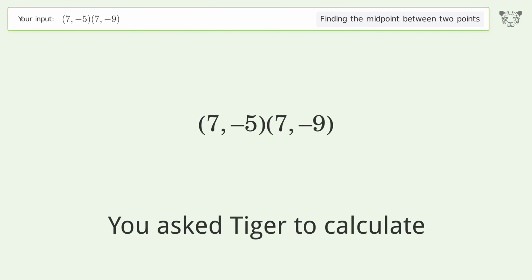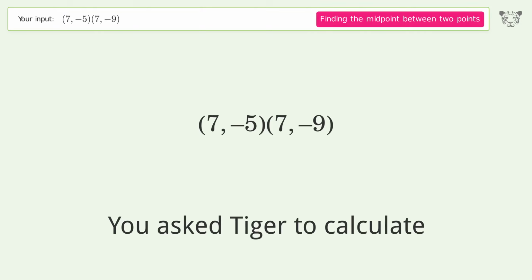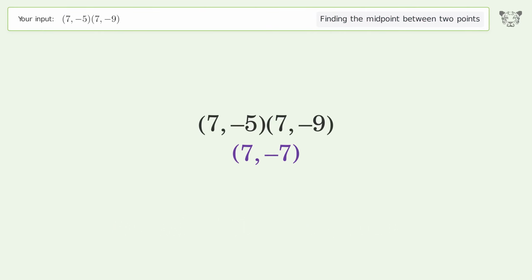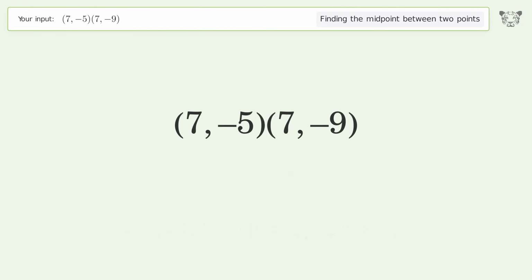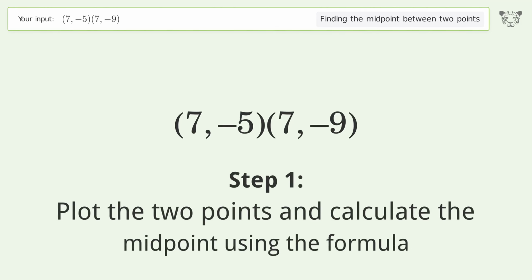You ask Tiger to calculate. This deals with finding the midpoint between 2 points. The midpoint between the 2 points is 7, -7. Let's solve it step by step. Plot the 2 points and calculate the midpoint using the formula.